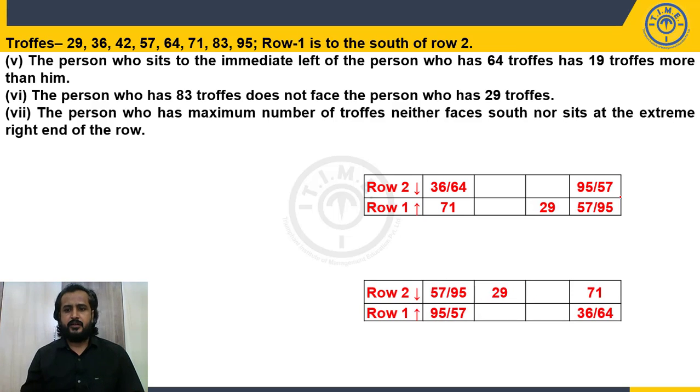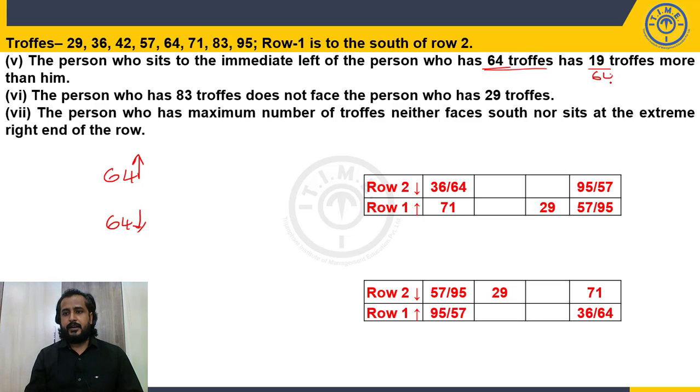The same arrangement we have. Okay. Now what is given next? The person who sits immediate left of 64 trophies has 19 trophies more than him. 19 more than him. So whether 64 is facing north or south, we don't know. So in one case 64 is facing north, and in the other case 64 is facing south. Now what is given? Immediate left of 64 has 19 more than 64.